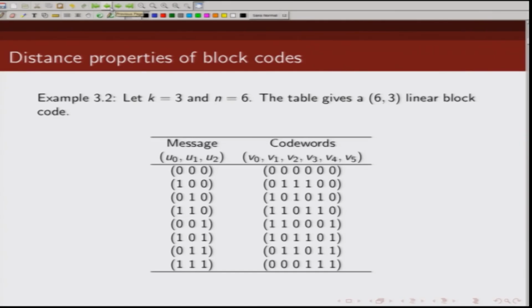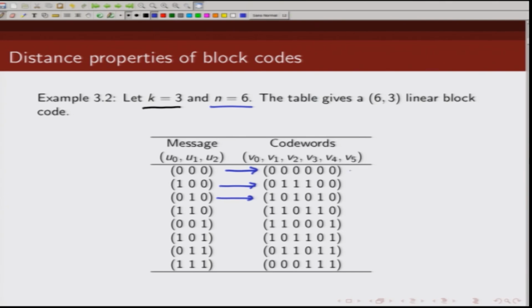So, this is one example of a linear block code where the number of information bits is 3 and the number of coded bits is 6. This is a list of 2^k code words, which is 8 code words. These are the message bits, from 000 to 111, the 2^k message bits, and corresponding to each of these message bits, these are the corresponding code words.